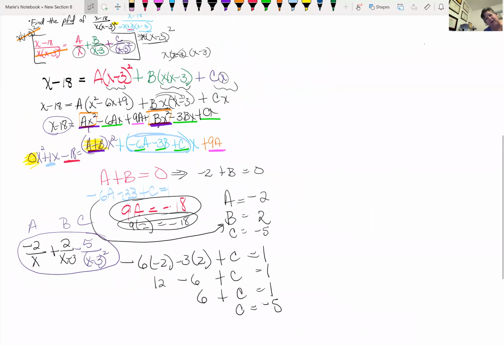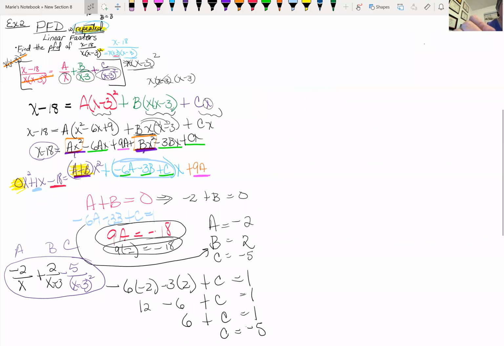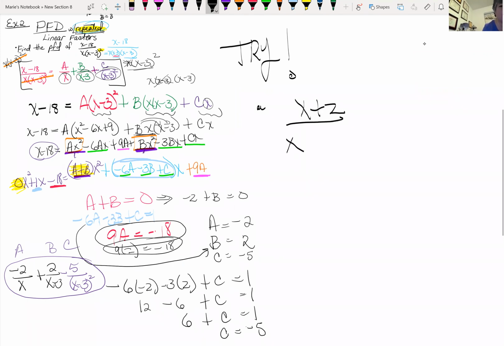I'll bring it down so you can copy whatever you're missing there. I would like for you to try one. I'll give you 5 minutes. I think that should be enough. If it isn't, you can always replay the video. So same question stem, find the partial fraction decomposition for x plus 2 over x times x minus 1 squared. I'm starting the timer now.